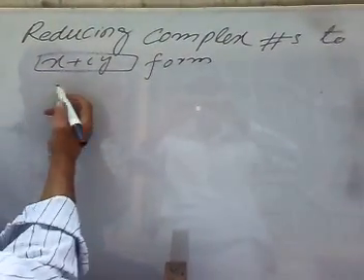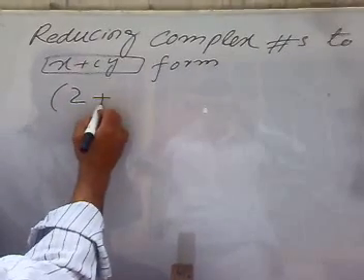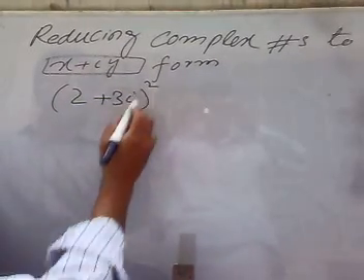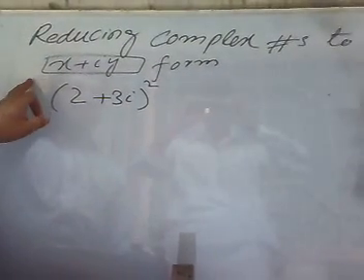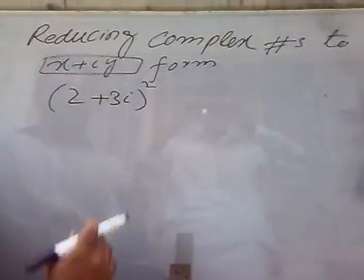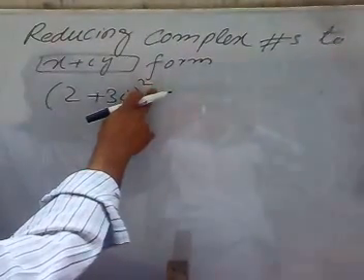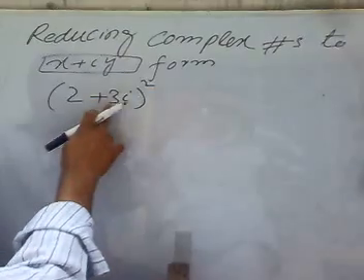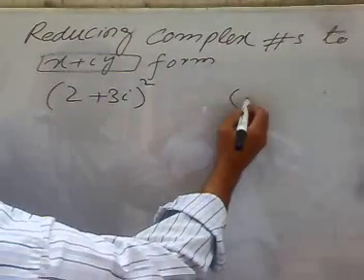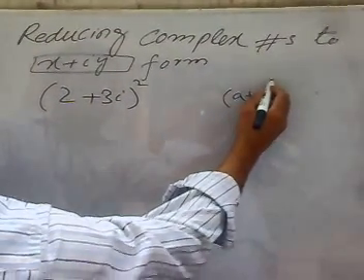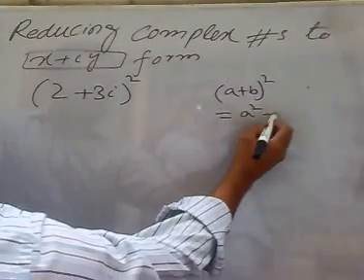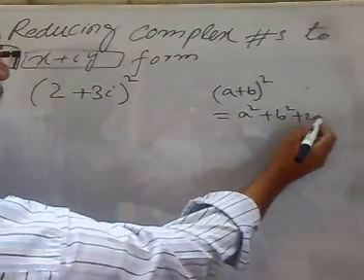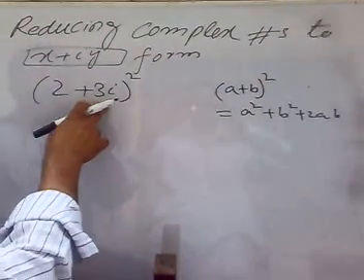First, suppose we have the complex number (2 plus 3 iota) whole square. This is not actually in x plus iota y form because it has a power on it. So we will use a formula to open it, and that formula is (a plus b) whole square equals a square plus b square plus 2ab. So we will apply this formula on this question.